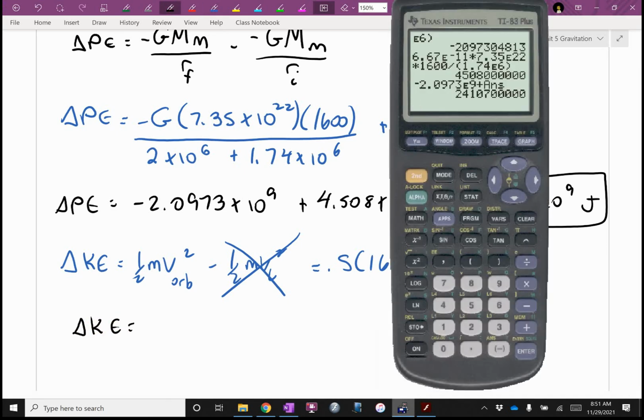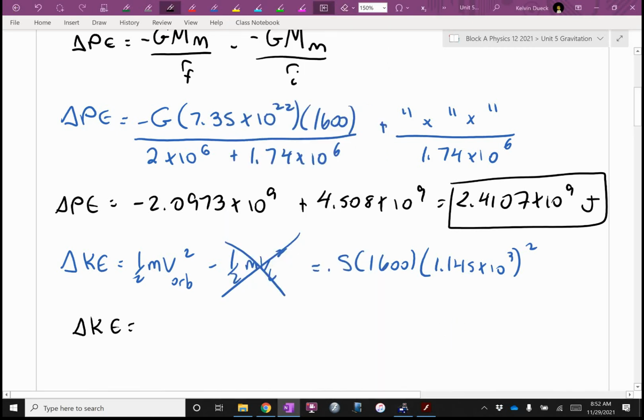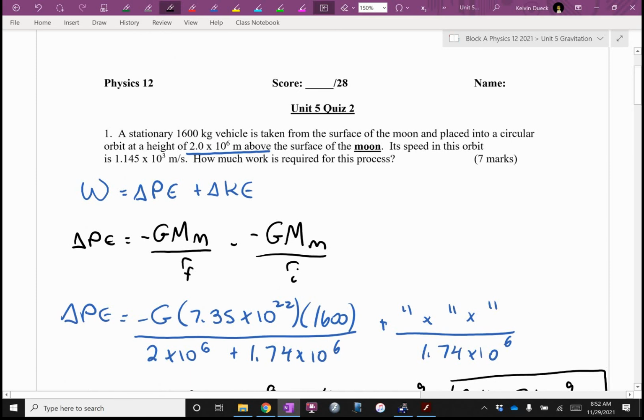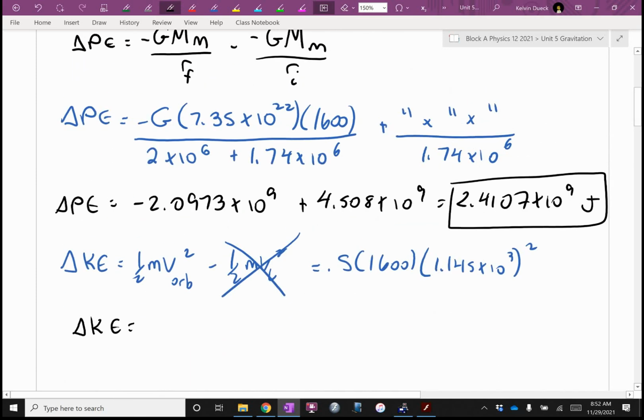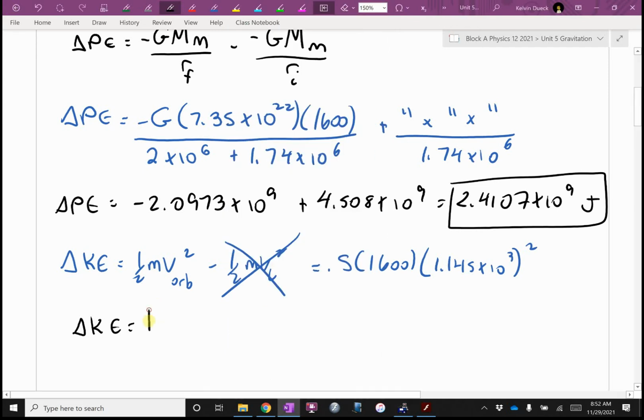The change in kinetic energy is going to be 0.5 times 1600 times 1,145 squared. I get 1.0488 times 10 to the 9th joules.